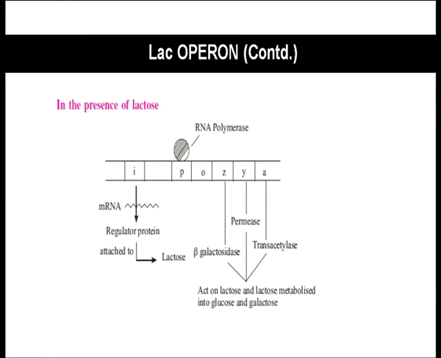Z produces beta galactosidase enzyme, Y produces permease and A produces transacetylase. All these 3 enzymes work together in the uptake of lactose into the cell and also help in the metabolism of lactose into glucose and galactose. So, that is how the control of gene expression takes place in the case of the inducible lac operon in E. coli. Now, we will move on to the next topic, that is mutation.